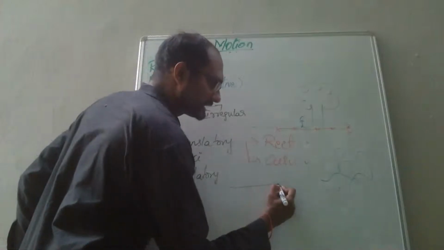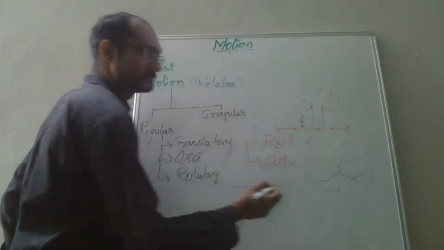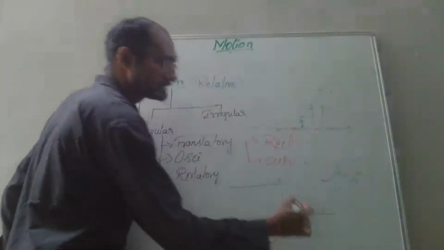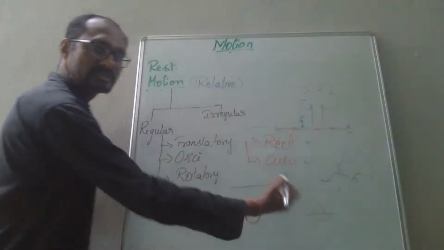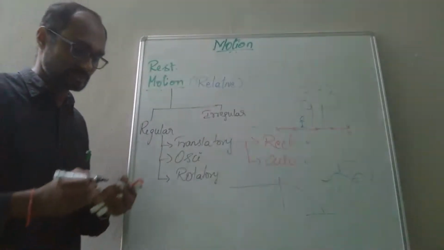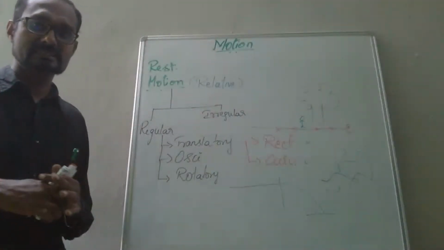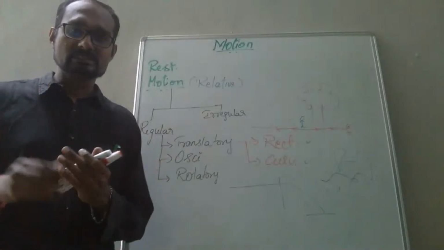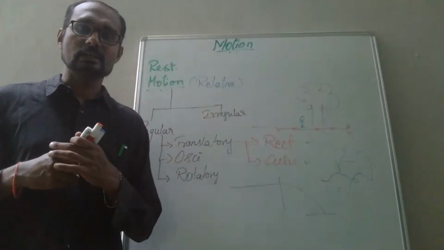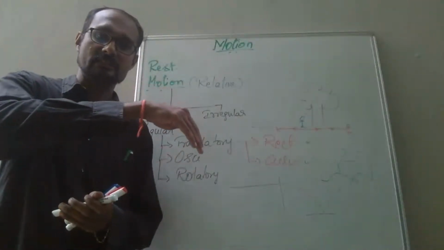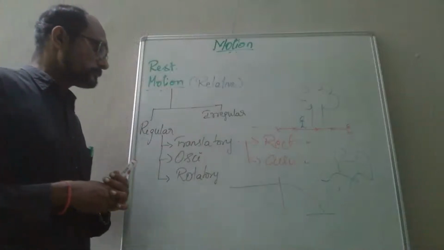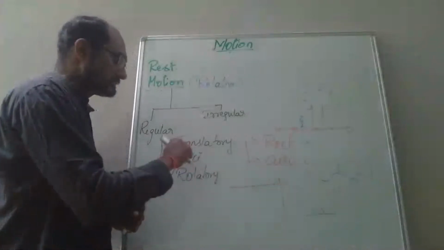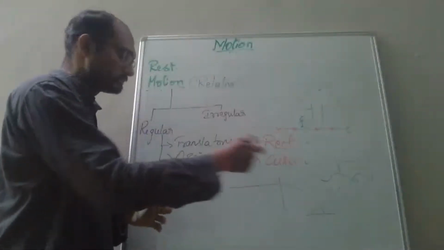After that, it takes a curve, right? So from this point to this point, it is taking a curve. So this is called curvilinear motion. By this we understand what is rectilinear and what is curvilinear. Rectilinear means along a straight line path. Curvilinear means over a curved path. Both come under translatory motion because the object as a whole is moving.